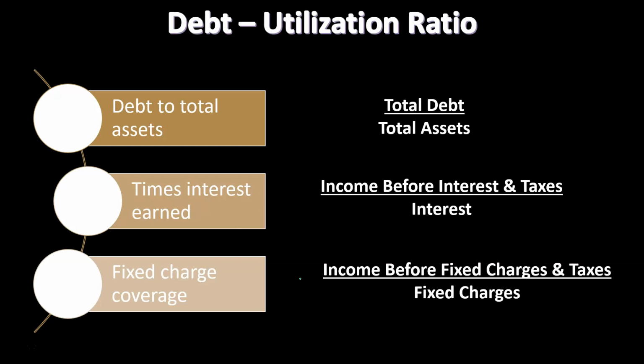Then you have the fixed charge coverage, which is the income before fixed charges and taxes divided by fixed charges. Now, fixed charges are those that don't change over time, something like the rent. So when you increase or decrease the sales volume, the rent doesn't really change, right? It's going to be fixed. So we take the income before the fixed charges, basically taking net income and adding back the fixed charges and taxes, and then seeing how many times over we can pay off the fixed charges.